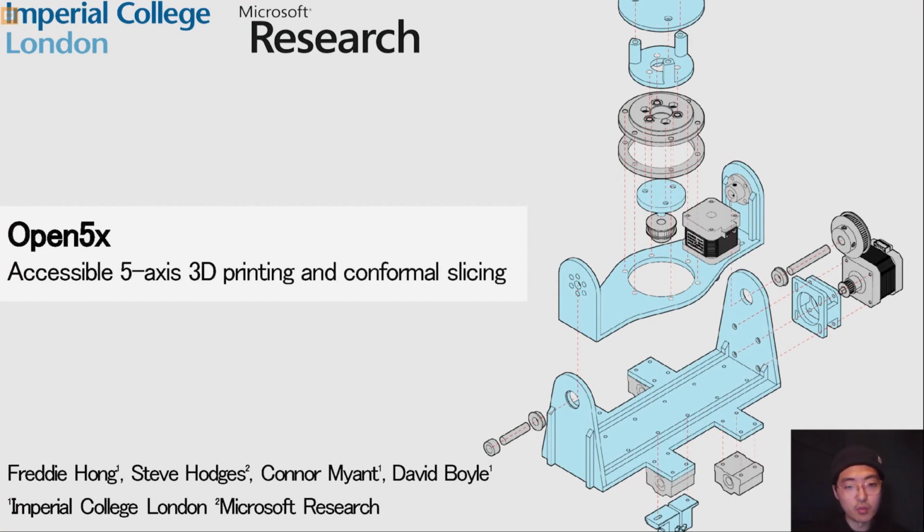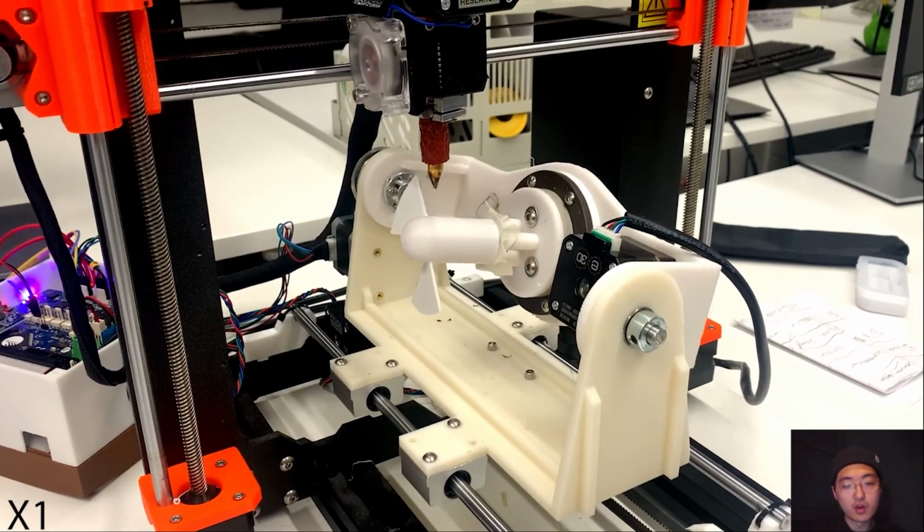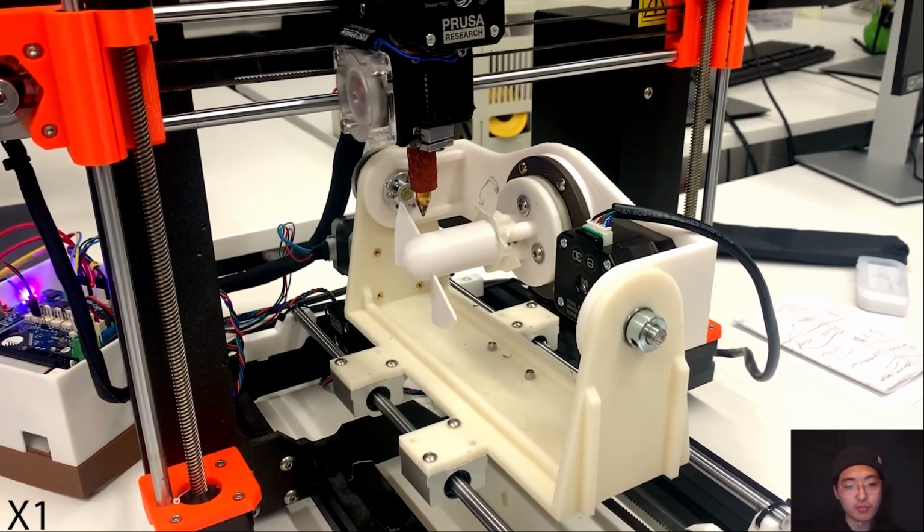Today I am presenting our work Open5x, Accessible 5x 3D Printing and Conformal Slicing. This work was collaboratively developed with myself, Steve Hodges, Myant, and Boyle. Open5x is an upgrade kit to convert common Prusa 3D printers into 5x 3D printers.